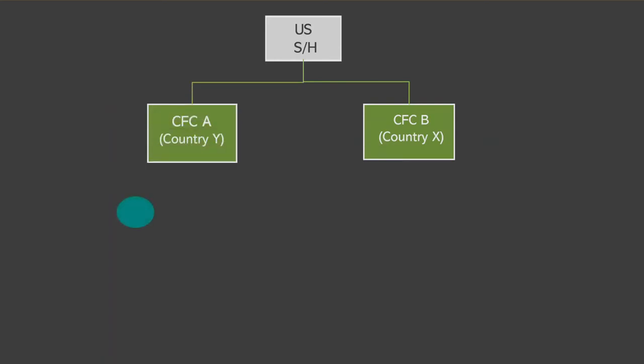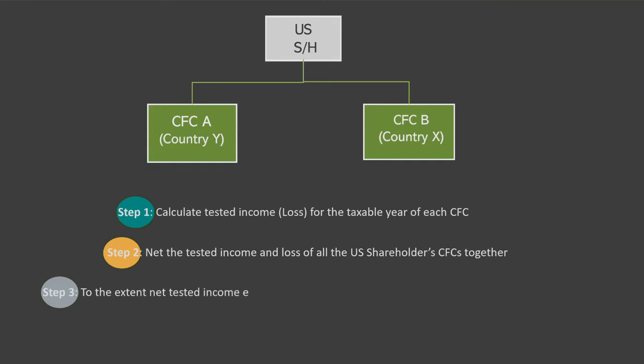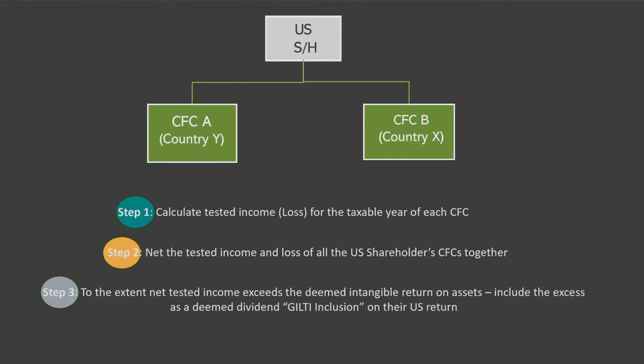Those steps are: Step 1, to calculate the tested income and loss for the taxable year of each CFC. Step 2 is a step in which we net the tested income and loss of all the U.S. shareholder's CFCs together. And then finally, in Step 3, to the extent that the net tested income exceeds a deemed intangible return on assets of those CFCs, we'll include that excess as a deemed dividend, also known as the GILTI inclusion, on the U.S. tax return of the U.S. shareholder. So in understanding this, let's start with Step 1.